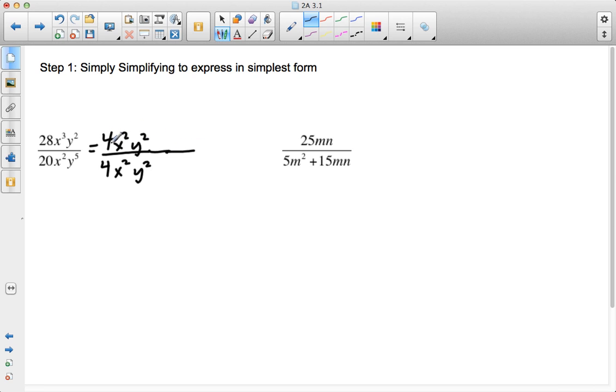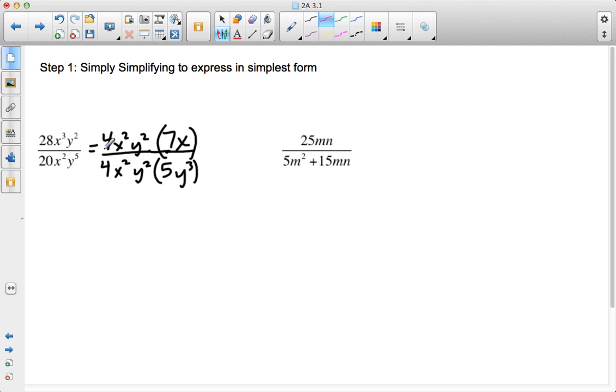If I factor out a 4x squared y squared from 28x to the third y to the second, what I have left is 28 divided by 4, 7. If I factor out an x squared from x to the third, I'm left with an x. And if I factor out a y squared from a y squared, I'm left with 1. So that leaves me my numerator of 7x. Now if I factor out a 4 from 20, I'm left with 5. And I factor out an x squared from x squared, I'm left with 1. We don't need to write that down. I factor out a y squared from y to the fifth, and I'm left with y to the third.